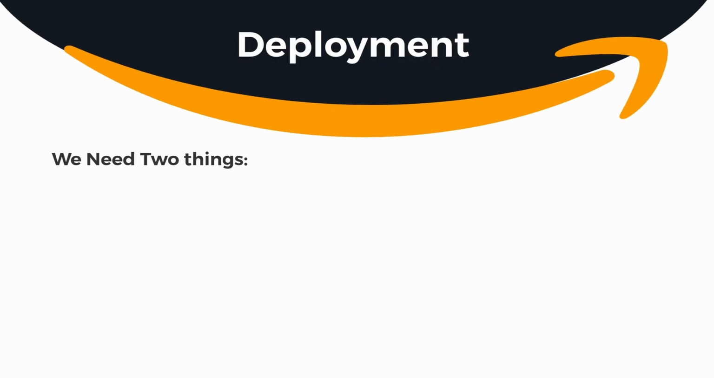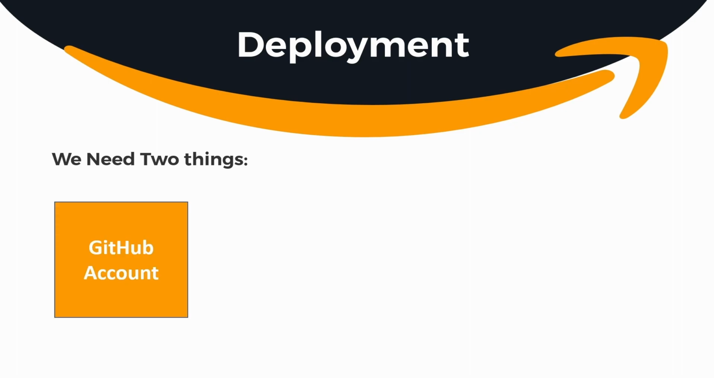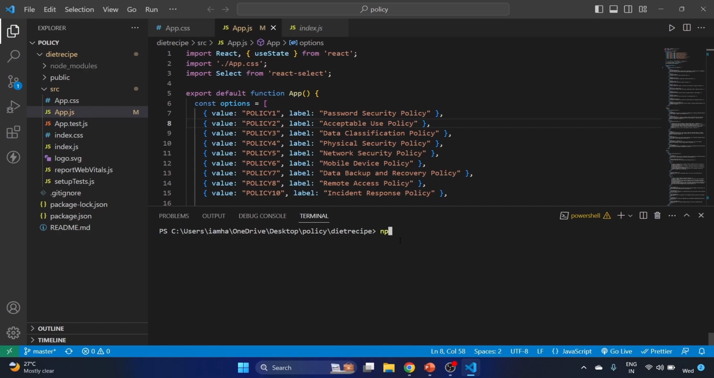So for deployment, we need two things. First one is a GitHub account. And the second one is an AWS account, obviously. So let me quickly show you what I have created. Okay, let me run npm start. It's a complete React-based project.